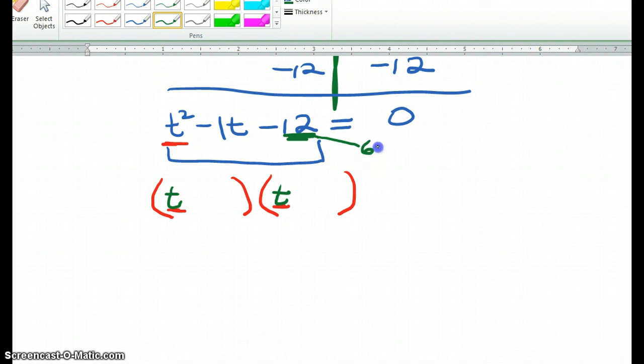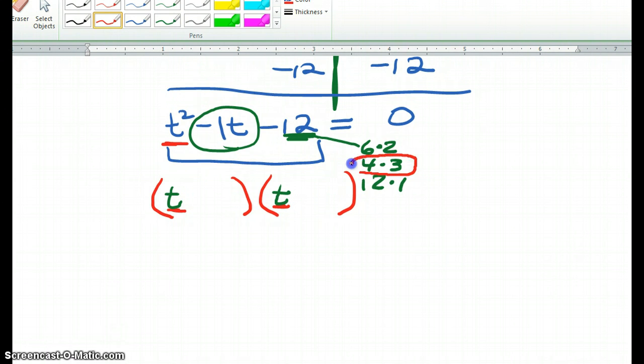So you have 6 times 2, right? You have 4 times 3, and you always have 12 times 1. So you have 3 options. But remember, you're trying to get negative 1t in the middle. So if you look at these options, you can combine 4 and 3 to get the 1, right? The 6 and 2, no. The 12 and 1, no. Right? So we can do 4 times 3 to give us that last term.